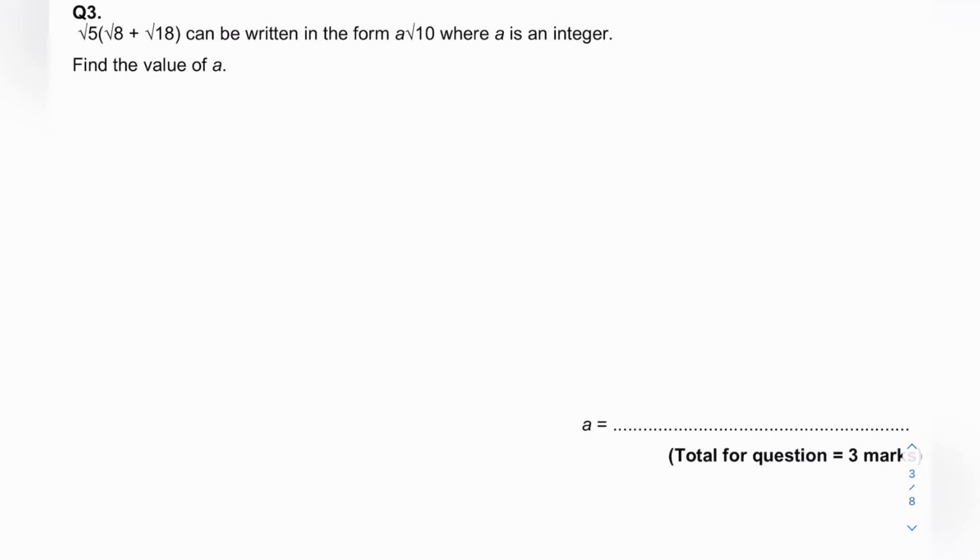Okay, having a look at question 3. This is our first surd question on expanding single brackets. Having a look at this, we have root 5 multiplied by this bracket, root 8 plus root 18. And this will link to our first surd rule. I'll just remind you of it.